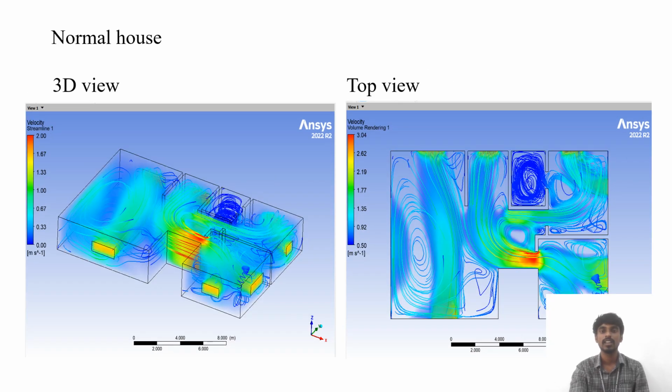So this is the velocity and streamline diagram and the pressure diagram. You can see the detail in colors and differential temperatures. Let me explain this in the tabular column.